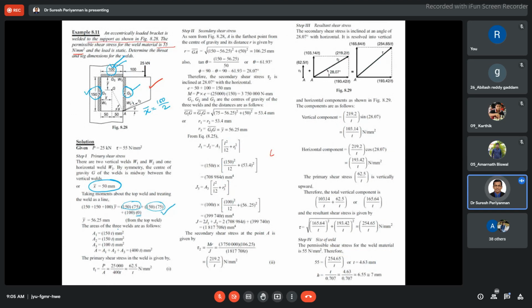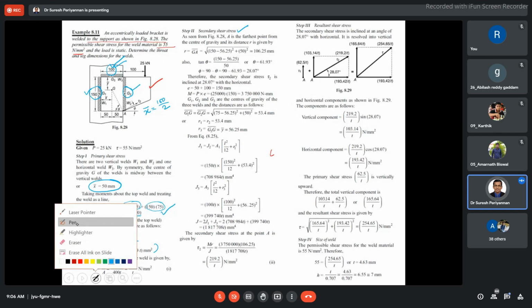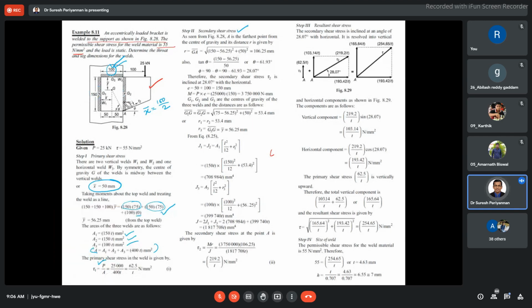Similar concept. Then find the area of weld A1, area of A2, area of A3, and go for the total weld area. Now find out the total direct shear, the primary shear. Once you find out the primary shear, go for the secondary shear. For the secondary shear, we should know the distance: what is the farmost distance of the weld with respect to the center of gravity?